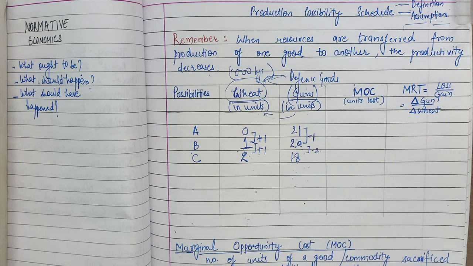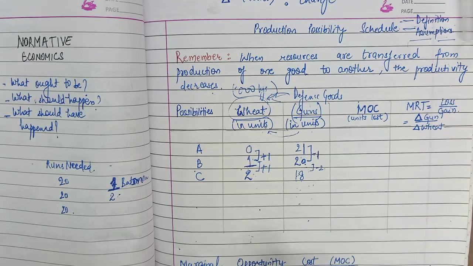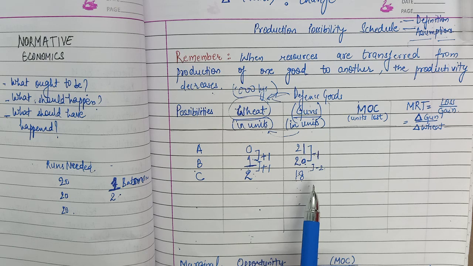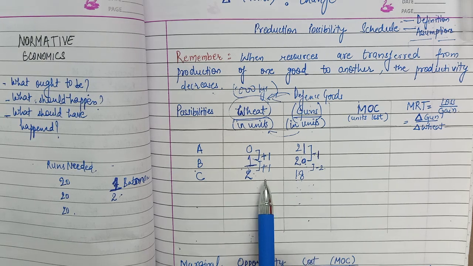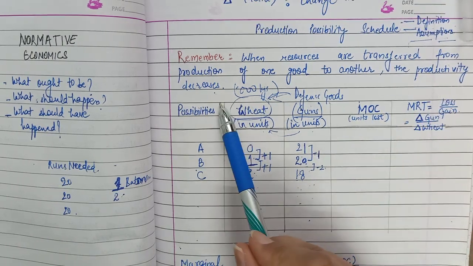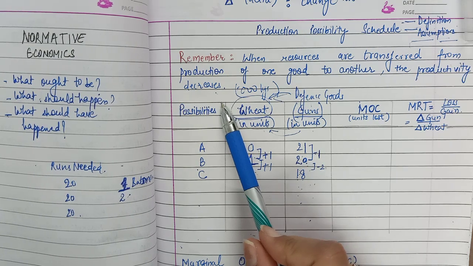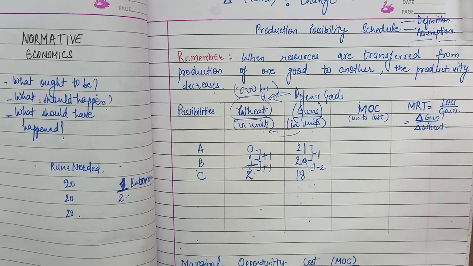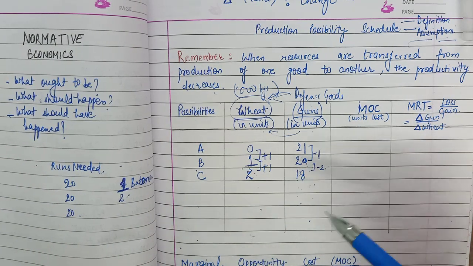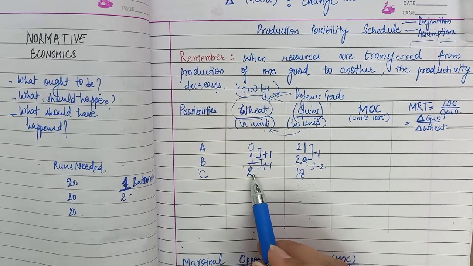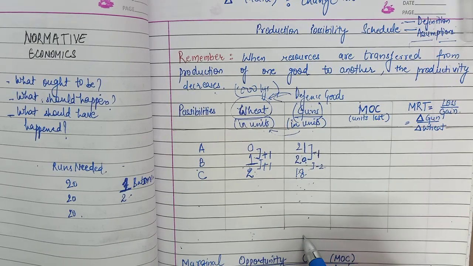And we are having a loss of minus 2 units. Because when resources are shifted from the production of guns to wheat, their productivity decreases. So now more resources are required to produce 1 unit of wheat, and the loss here will be more.